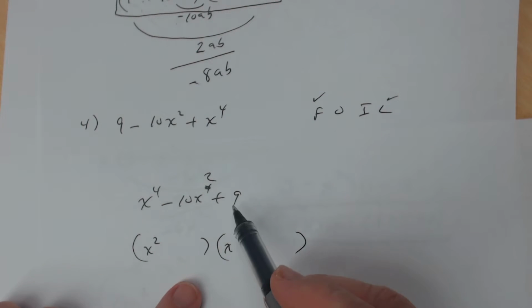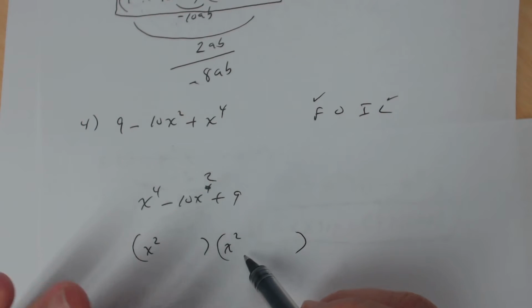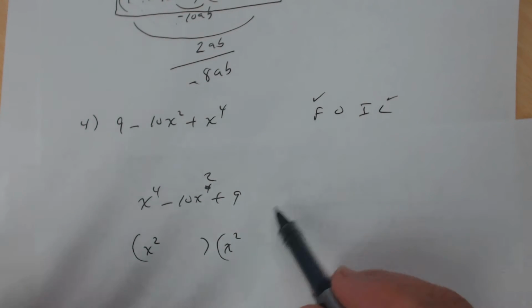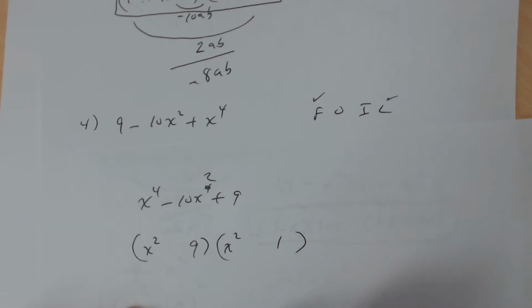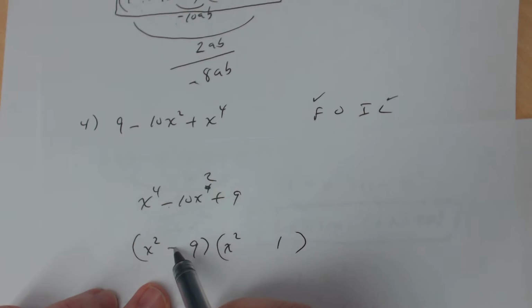All right. Now, again, the possibilities for 9 are 3 times 3, or 9 times 1. We saw that 3 did not work, so we're going to say 9 and 1. All right. And the last sign is positive. That means these signs here have to be the same. They're both going to be this middle sign.